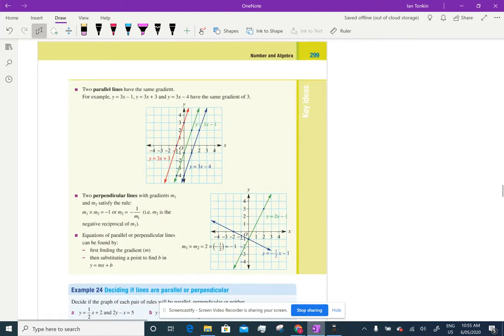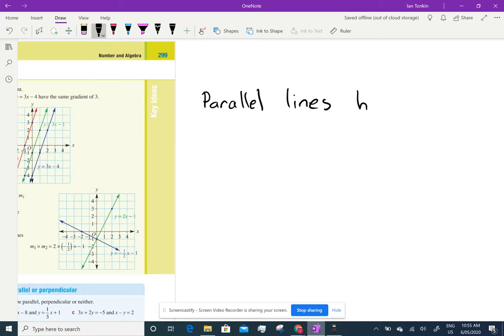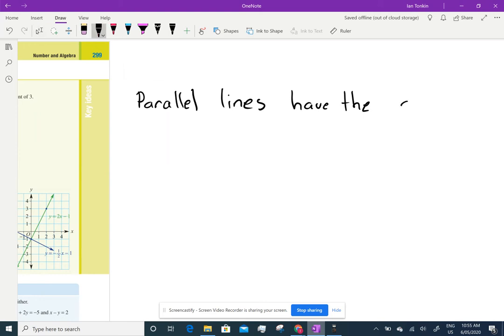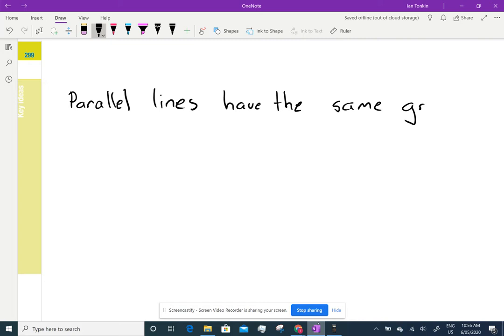So in your notes, parallel lines, you need to write something. Parallel lines have the same gradient, which means m1 of one line equals m2.